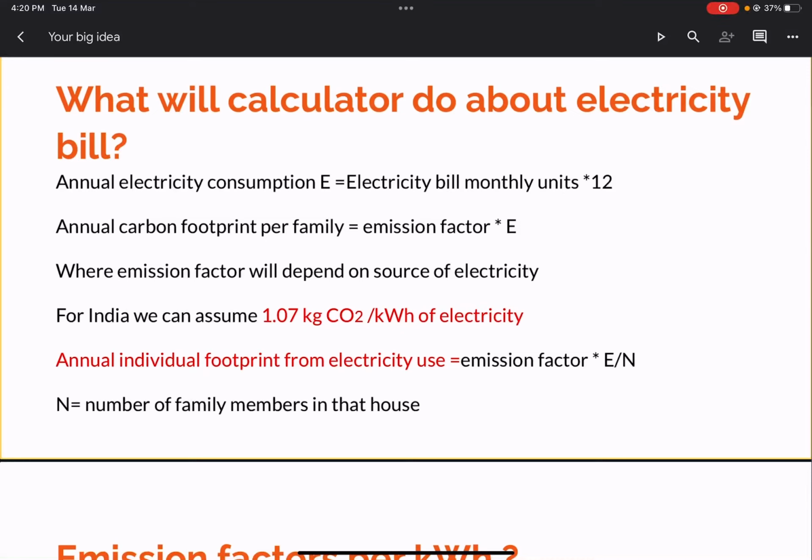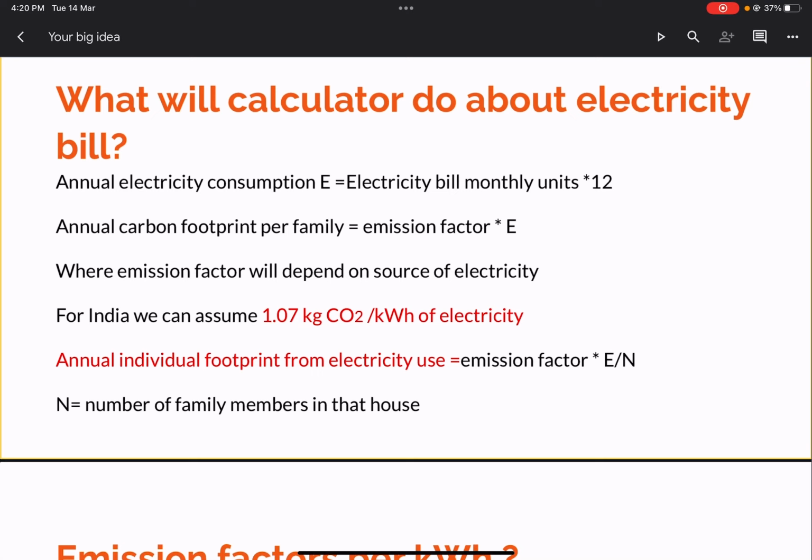So welcome back to the course on how to design a carbon footprint calculator, or the course on how a carbon footprint calculator actually calculates the carbon footprint of an individual or for a family. We had seen that a carbon footprint calculator asks for the data on electricity consumed by the family, and we said that we should ask for the monthly data on the electricity consumed.